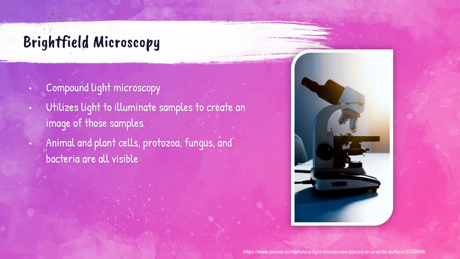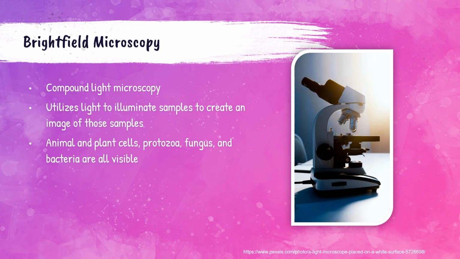There are a variety of different microscope types, but the primary one we use in medical laboratory science and histology is the brightfield microscope, which is also called the compound light microscope. What a compound light microscope does is use a light to illuminate a sample to create an image. A sample is placed onto a glass microscope slide, which is then placed onto the microscope. The microscope then illuminates this slide via a light source. It's usually either a halogen lamp or an LED light source.